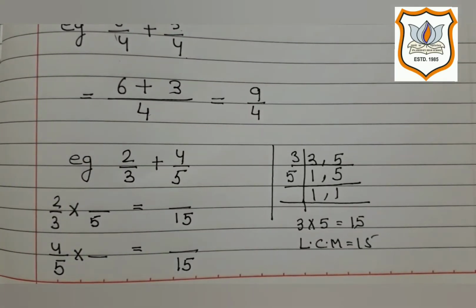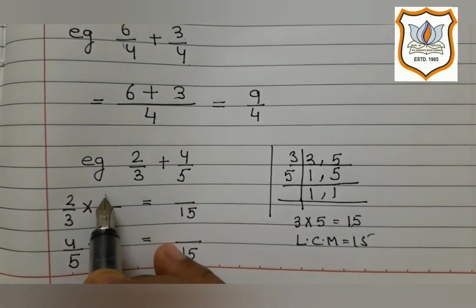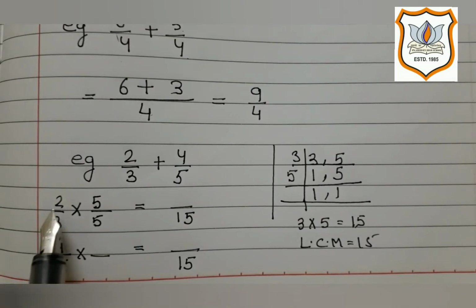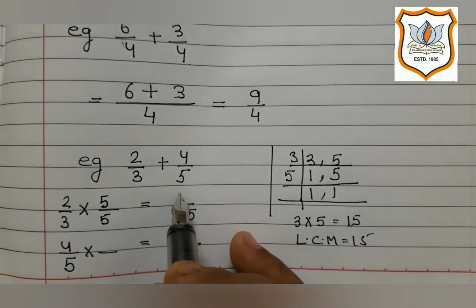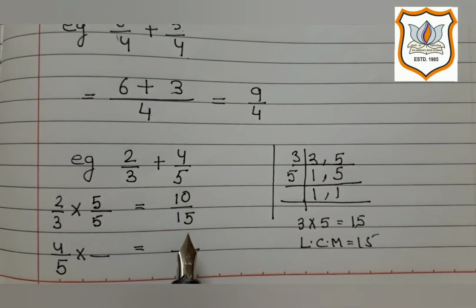If we have multiplied the denominator by 5, then it is compulsory that we multiply the numerator with 5 only. So 2 into 5 is equal to 10. So the fraction will become 10 upon 15.